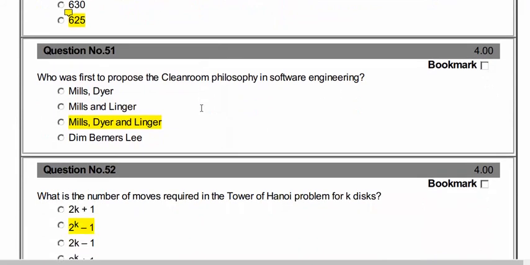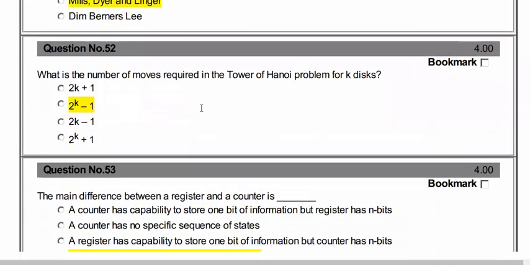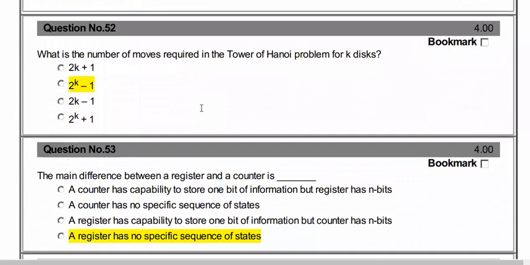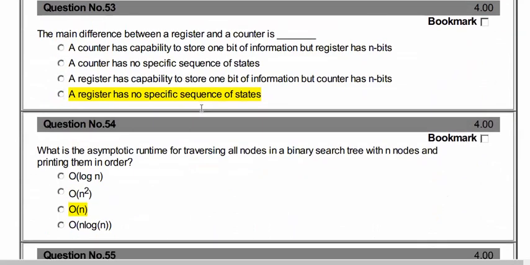Who was the first to propose the clean room philosophy of software engineering? Option C is right, Mills, Dyer, and Linger. What is the number of moves required in the Tower of Hanoi problem for k disks? Option B is right, 2 raised to k minus 1.